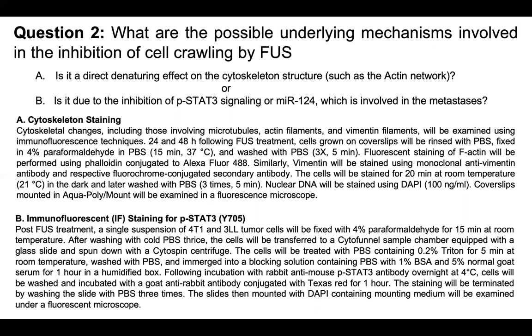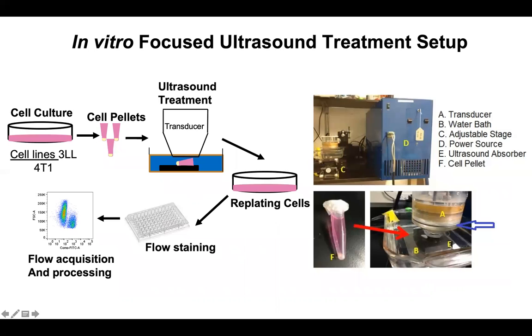And to figure this out, for variant A, we wanted to do cytoskeleton staining, and for variant B, we would do immunofluorescence staining for pSTAT3. And for the in vitro focused ultrasound treatment setup, we would essentially have 2 million cells suspended in sterile media, which would then be spun down in a centrifuge to form a cell pellet. This cell pellet would then be treated with the Philips TIPS system, whereby a transducer would be applied directly to the cell pellet while it is embedded in the gel, and while the cone is filled with water for coupling.